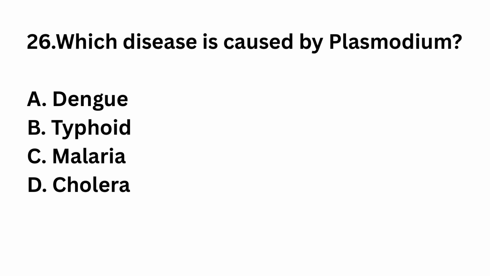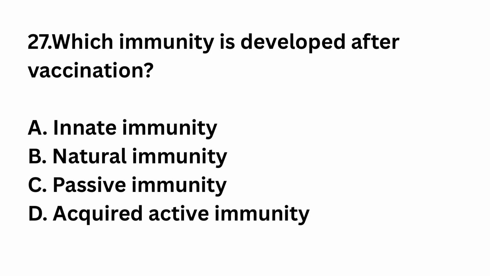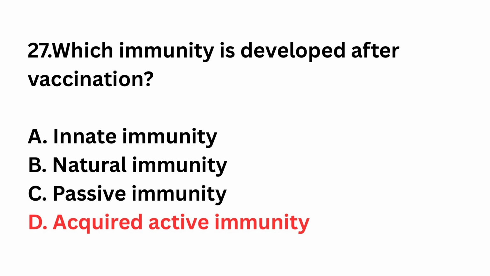Dengue, typhoid, malaria, cholera. The right answer is option C, malaria. Plasmodium is transmitted by female Anopheles mosquito. Question number 27. Which immunity is developed after vaccination? Innate immunity, natural immunity, passive immunity, acquired active immunity. The right answer is option D, acquired active immunity.